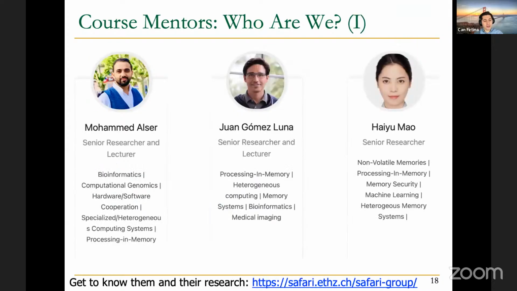We also have several mentors, some of whom are senior researchers in our group. For example, Mohammed Alser is a senior researcher and lecturer in our group, and he is also a mentor in this course. We also have Juan, who is also a senior researcher and lecturer. And we also have Hayu, again a senior researcher in our group. You can see their research interests over here, and you can visit our website to learn more about them and their research interests.